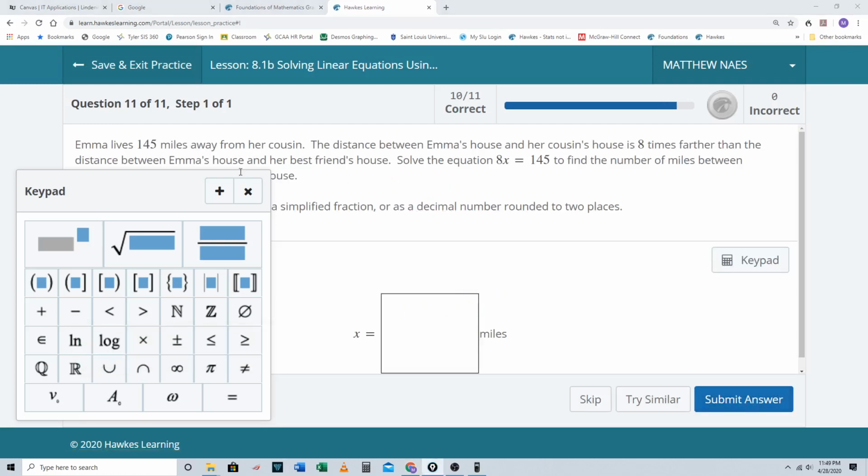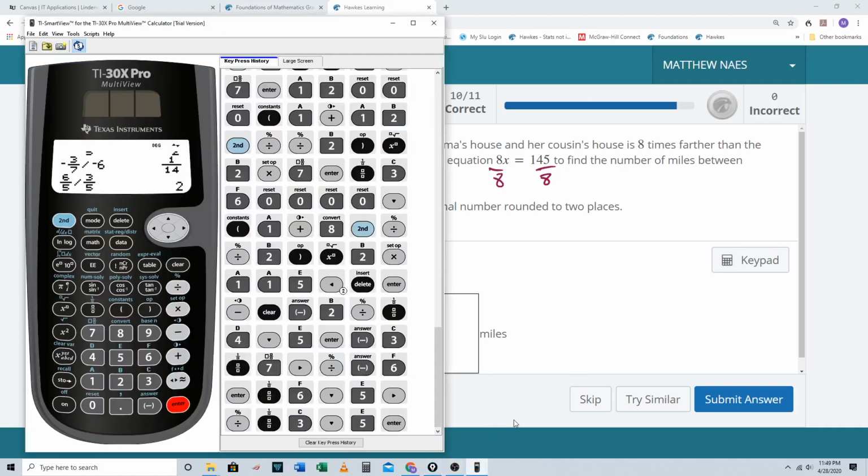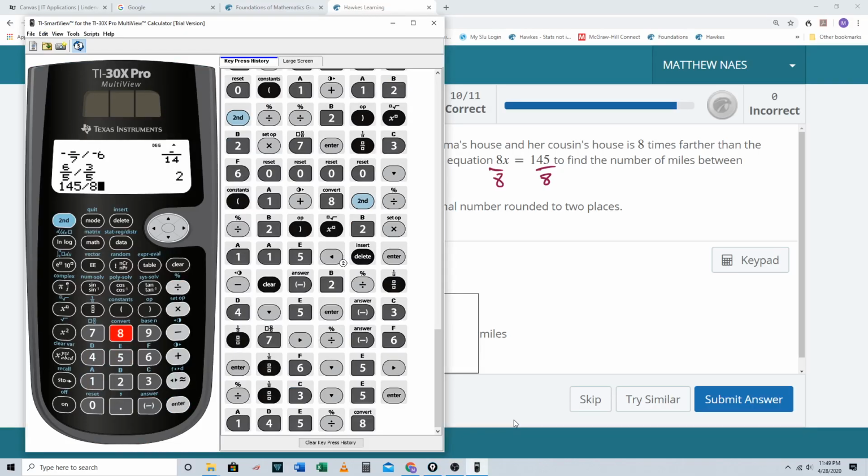Last question. Again, they give you all this work. All they want you to do is divide. So, and they want 2 decimal places. Divide by 8, divide by 8. I'm just going to do this in a calculator. 145 divided by 8. That's probably going to give you a fraction. Oh, it didn't. Okay. So 2 decimal places means 18.13.